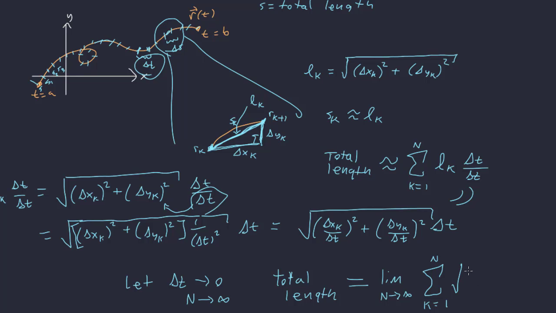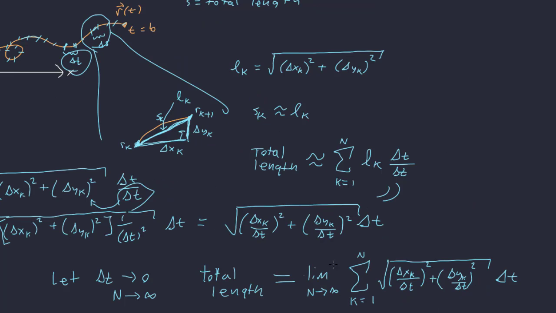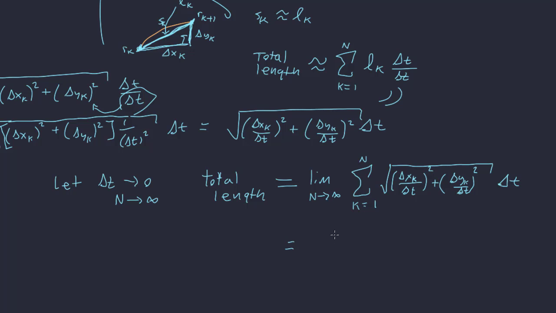So it will be delta x sub k, and I'm just going to rewrite. We get the limit as n goes to infinity of this sum of all these square roots, but as delta t goes to 0 and n goes to infinity, this actually becomes the integral from a to b of the square root of, well, delta x over delta t, as delta t goes to 0, becomes a derivative. So this is going to be x prime of t squared plus y prime of t squared dt.